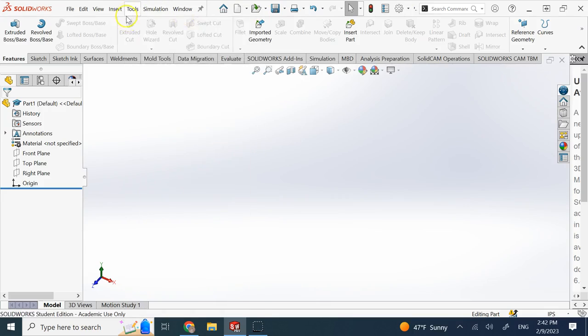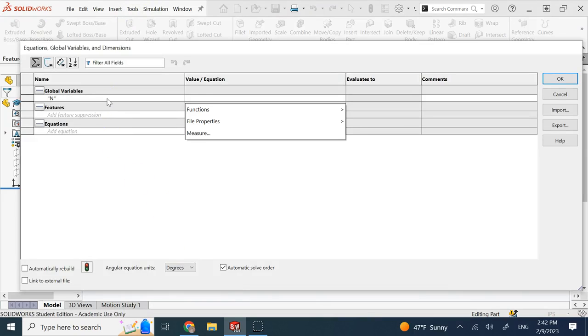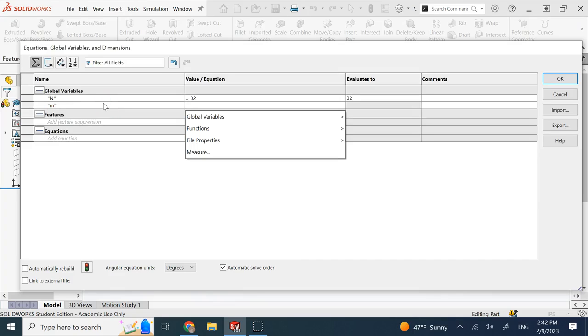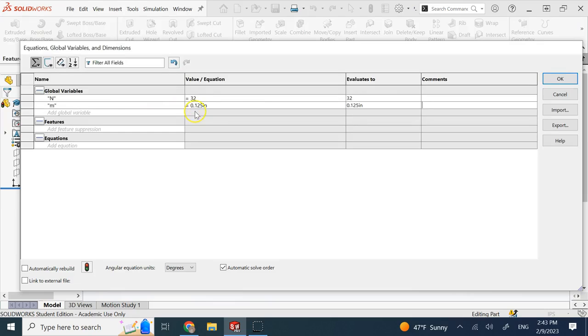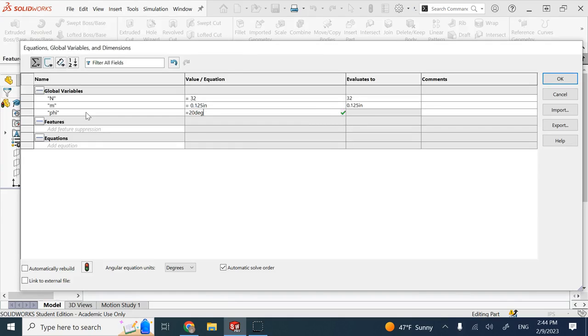So the first thing is we go under Tools and we add our global variables. So we have the number of teeth, let's say 32. Then we have the gear modulus M, which is basically the diameter of the pitch circle over the number of teeth. So if we assume that the diameter is 4 inches for the pitch circle, then this is going to be 4 divided by 32, or 1/8, which is 0.125. The unit of that is inch over number of teeth, which is the same as inches. And then, of course, the pressure angle, let's call it phi, and let's say that is 20 degrees.